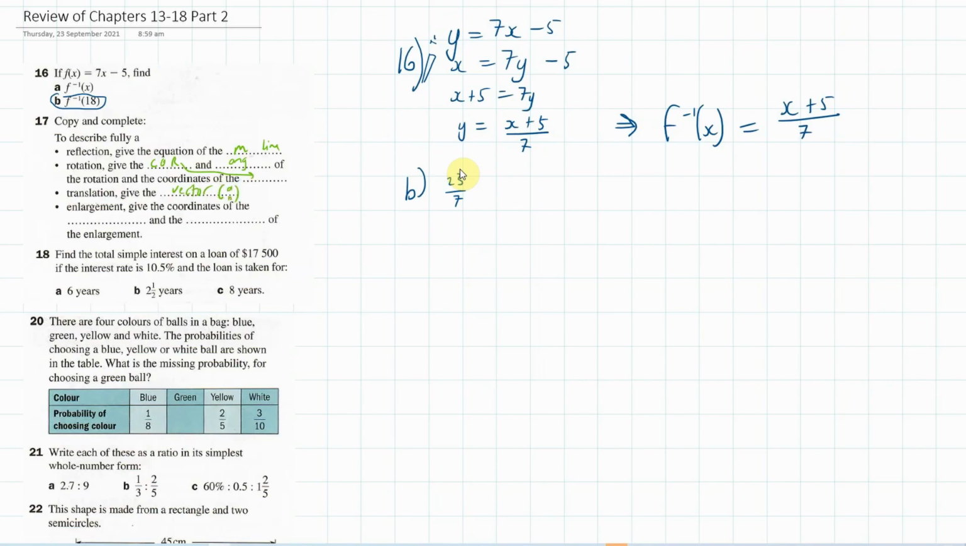A vector like this, A, B, where the top is horizontal and the bottom is the vertical. And for an enlargement, you give the coordinates of the center of enlargement, and then you give the scale of enlargement. So hopefully you remembered all of that.